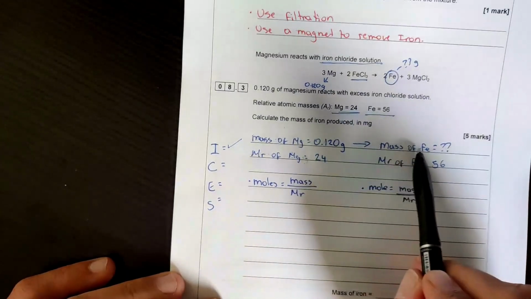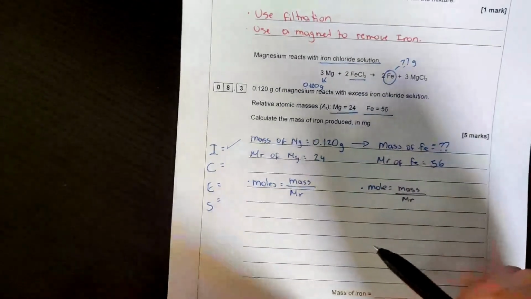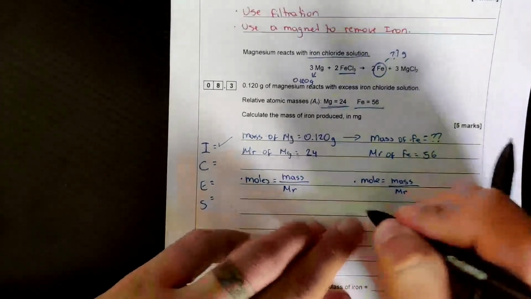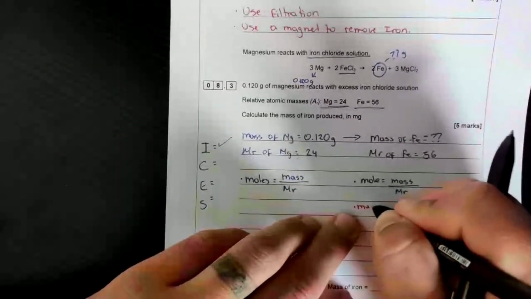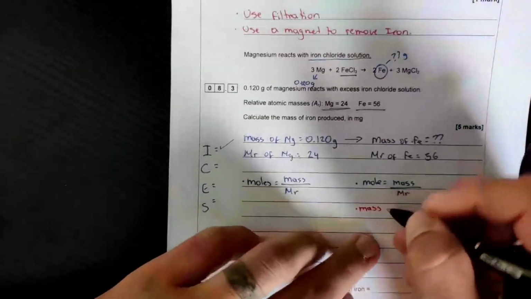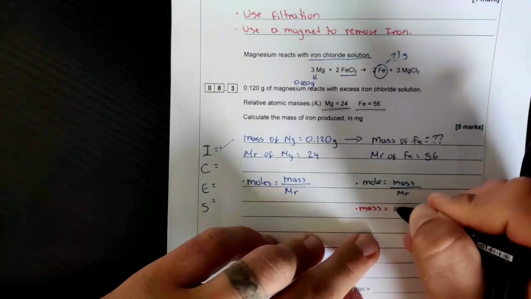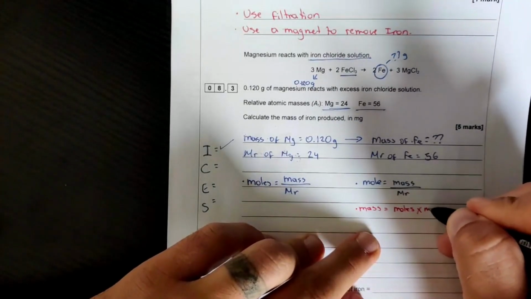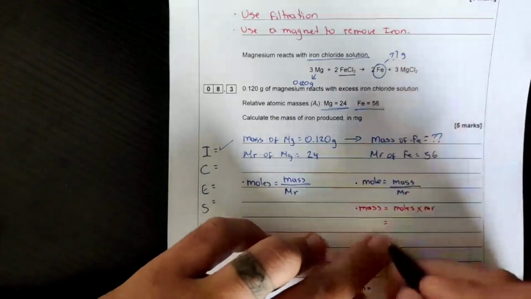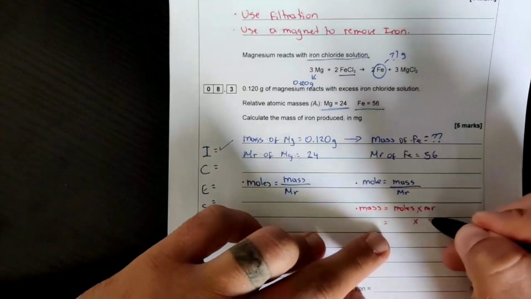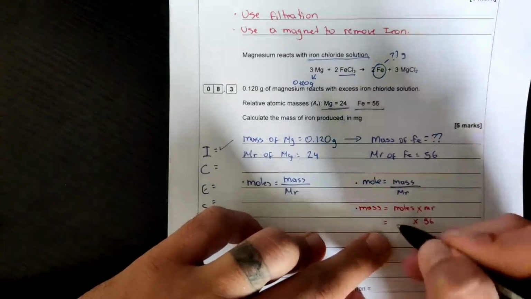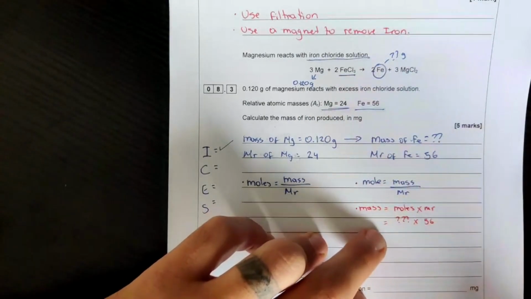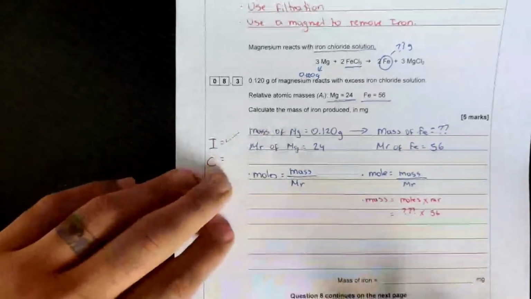The mass of iron. So I could rearrange this equation to calculate the mass. I'm going to need moles times the MR. Now I know that the MR is 56, but I don't know what the moles are, so I can't continue with this side. Let's find out what we got here.